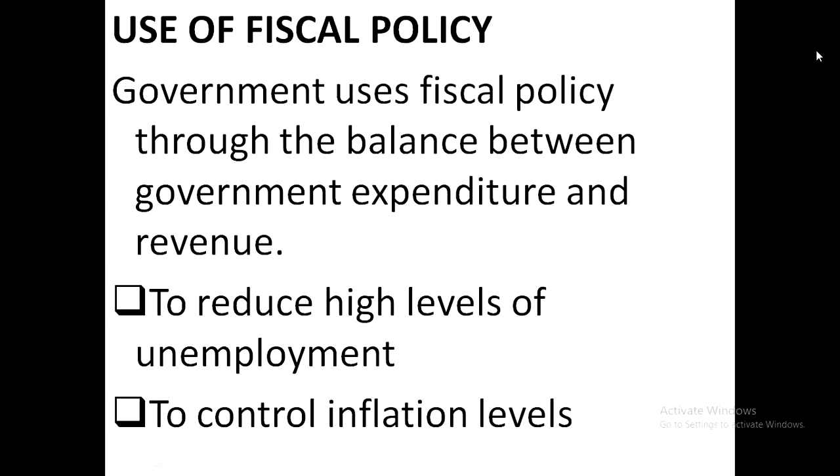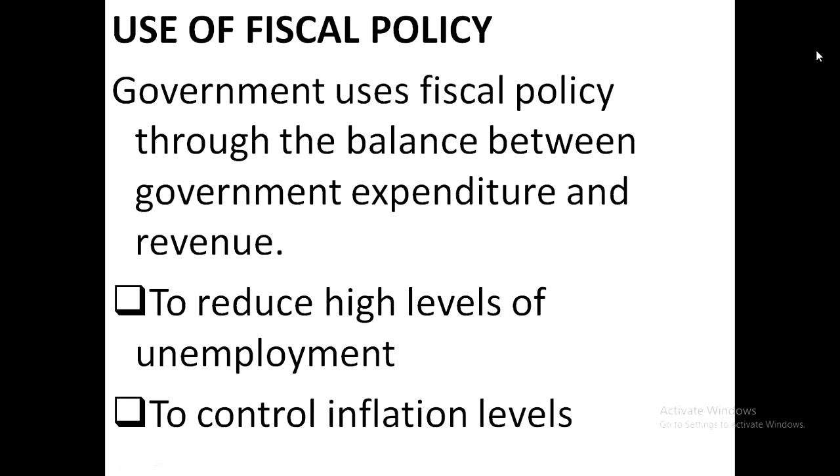So continuing to look at government expenditure, government uses the fiscal policy through the balance between government expenditure and revenue. So what are the uses of the fiscal policy? Government can use fiscal policy to reduce high levels of unemployment, or government can also use fiscal policy to control inflation. So fiscal policy can be used in two major dimensions. Number one, to reduce high levels of unemployment. Number two, also to control inflation.